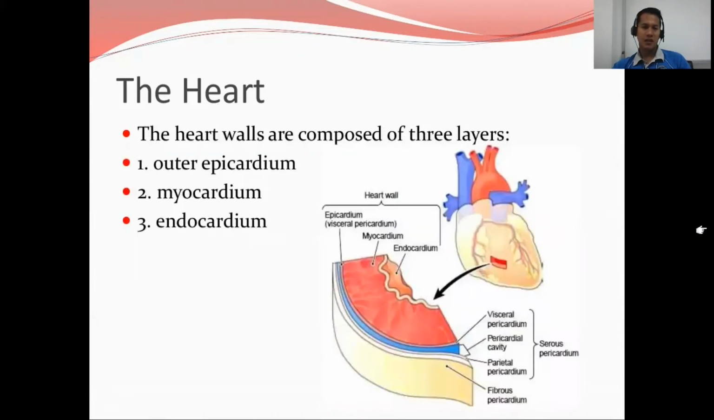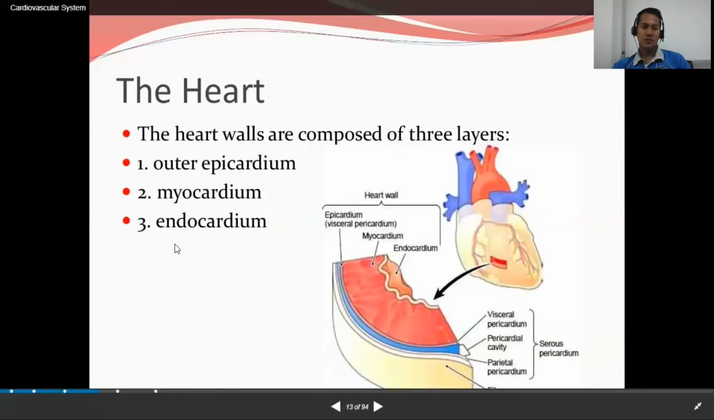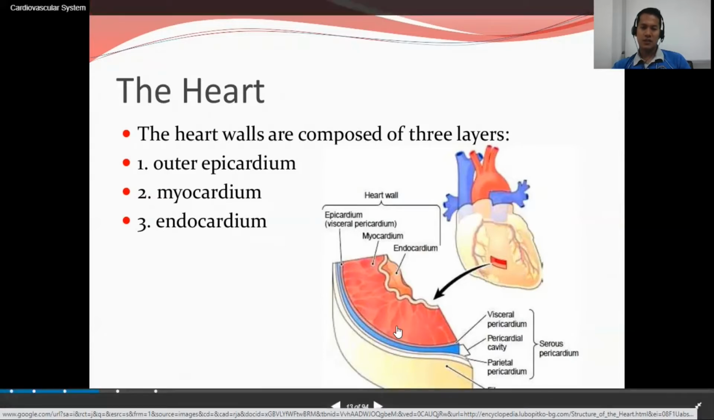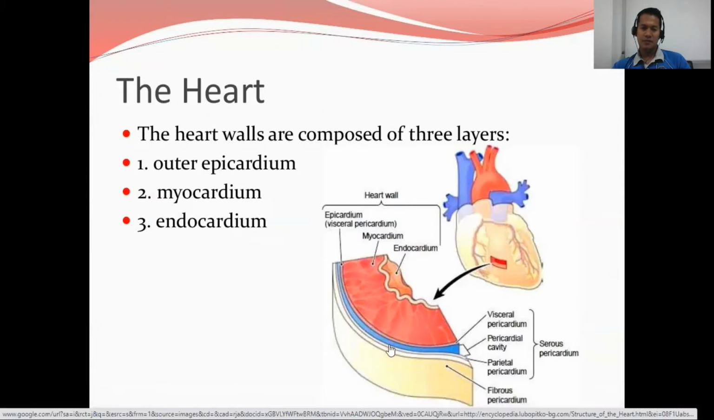Now let's talk about the three layers. Our heart has three layers: epicardium, myocardium, and endocardium. This is the heart, and if we cut a little piece of that, it's going to look like this if we enlarge it. There are three layers. The epicardium is this part, this layer. Myocardium is the thick, middle layer. Endocardium is this one. So those are the three layers of the heart.